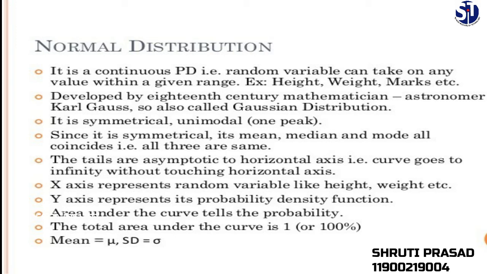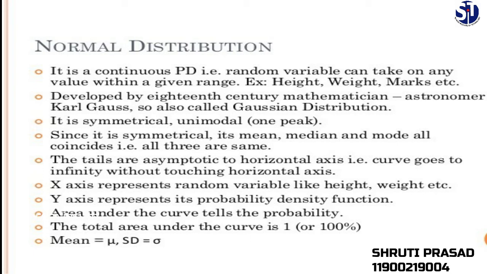Since it is symmetrical, its mean, median and mode all coincide, that is, all three are the same. The tails are asymptotic to the horizontal axis. The curve goes to infinity without touching the horizontal axis. Its x-axis represents a variable like height, weight, etc., and the y-axis represents its probability density function.